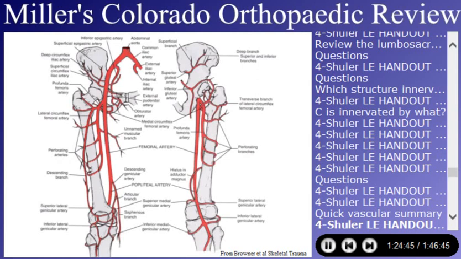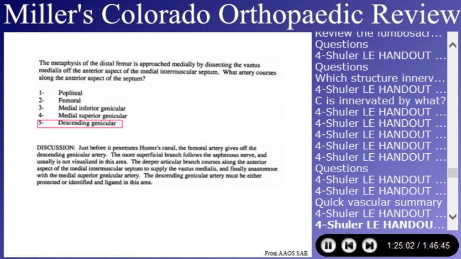One thing that's becoming a key testable item, and I'm not sure why, I think it's just because we haven't paid attention to it, is the descending genicular artery. It should be seen on approaches to the medial aspect of the distal femur. Metastasis of the distal femur, approach medially, right there. Dissect the vastus medialis off the anterior aspect of the septum. What artery courses the anterior aspect of the septum? Descending genicular, what we just covered.